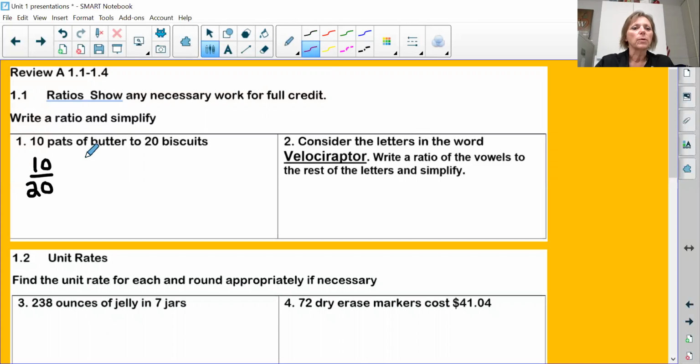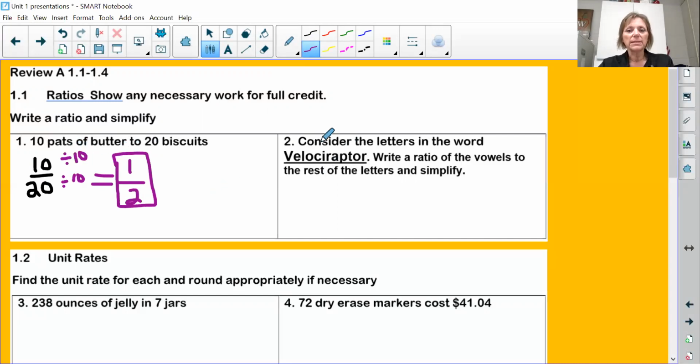I'm going to reduce this one by dividing. I ask myself, what can I divide into 10 and 20? I'm going to divide both by the same number, and I could use 5 or 2, or what's bigger than that, 10. If I divide both by 10, 10 divided by 10 is 1, and 20 divided by 10 is 2. So your answer is 1/2, which is basically 1/2 a pat of butter to every biscuit.